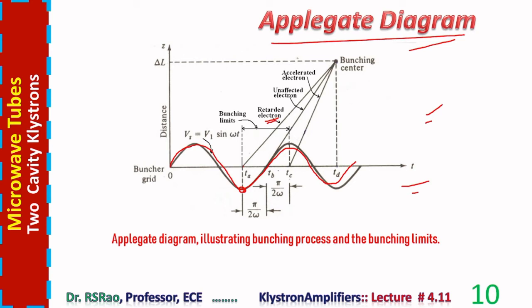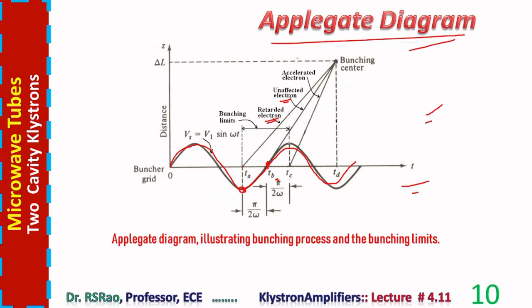Now consider another electron that crosses the grid gap when grid gap voltage is 0. This one, the electron which crosses at t equal to t_B. This electron gets neither acceleration nor deceleration because gap voltage is 0. So it keeps on traveling with its initial velocity with which it entered into the grid gap. We call that electron the unaffected electron. We consider another electron which crossed the gap when gap voltage is positive peak.